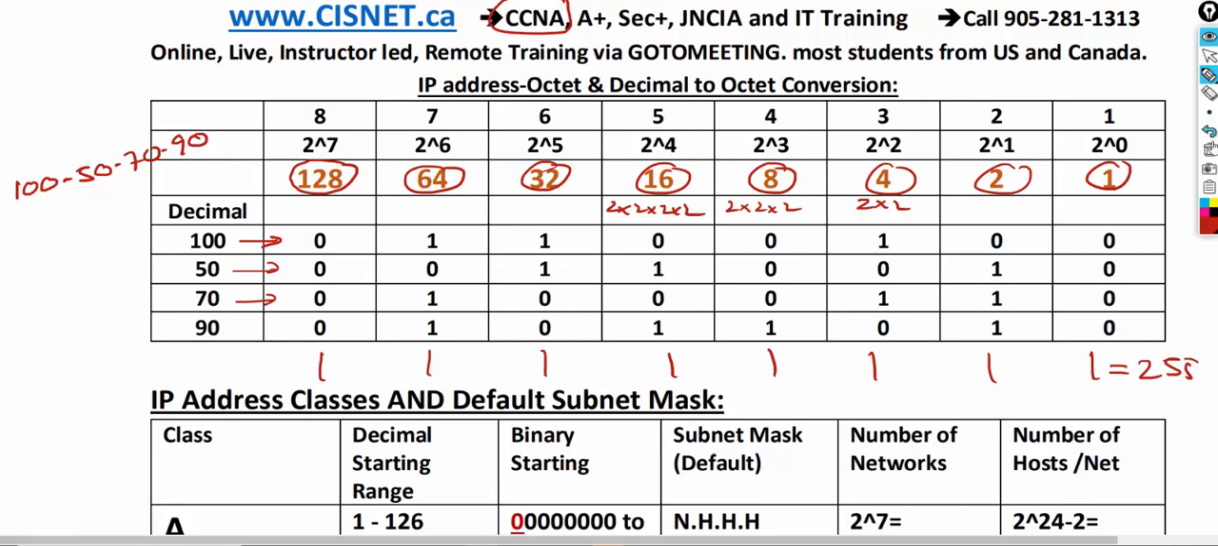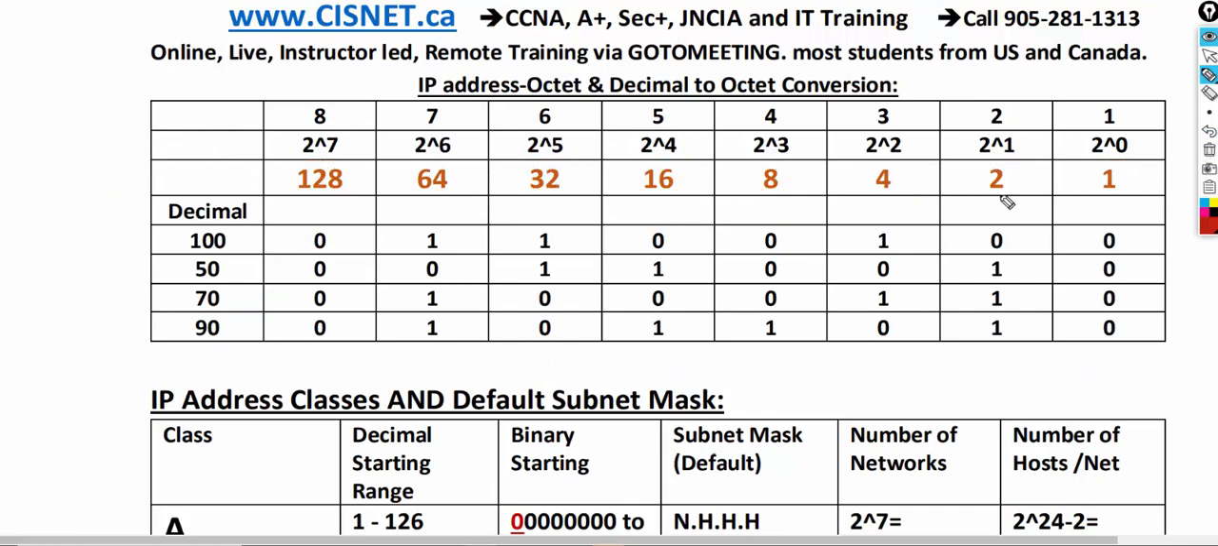There is a magic. I want to show you a magic also. Guys, what is 1 plus 2? It is 3. 3 is 4 minus 1. What is 4 plus 2 plus 1? It is 7. 7 is 1 less than 8. Okay. What is 8 plus 4 plus 2 plus 1? It is 15. It is 1 less than the next number.